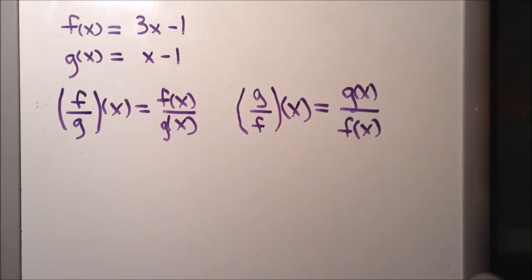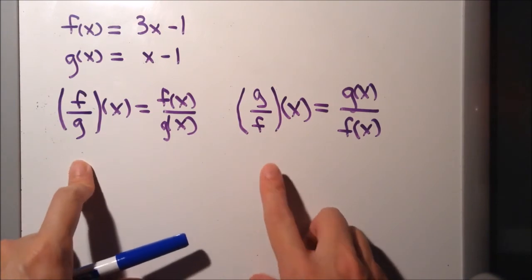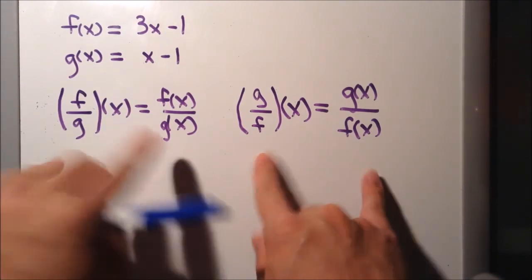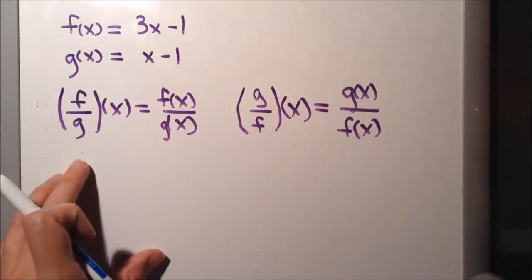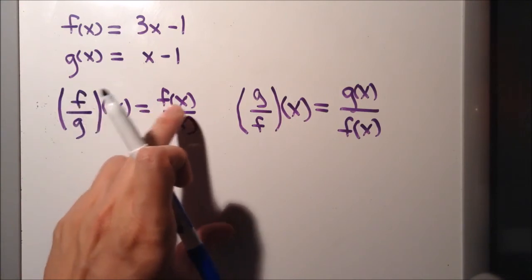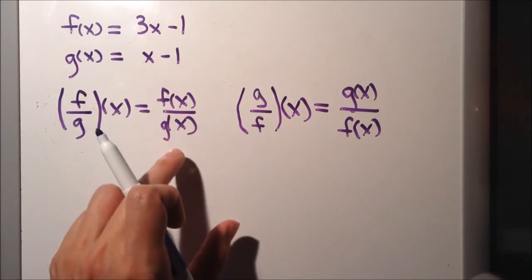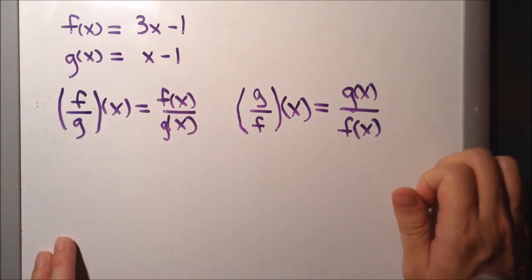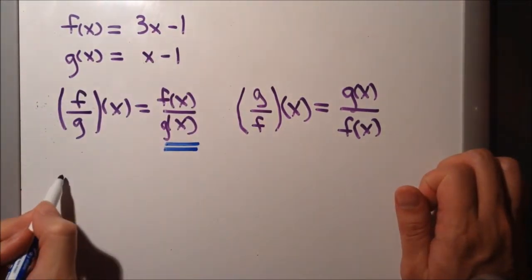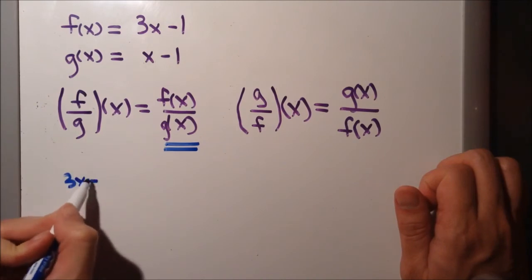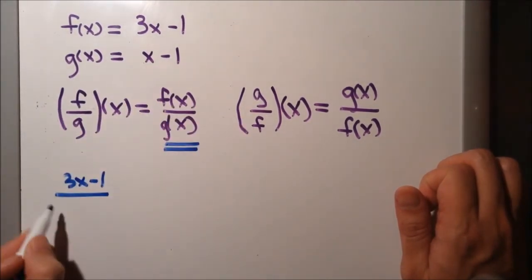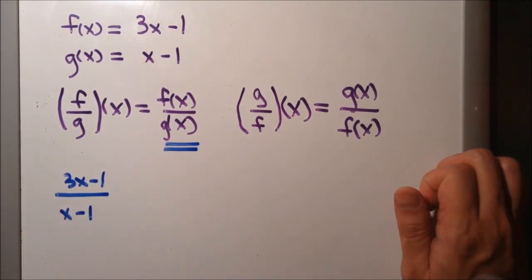Alright, so the fourth example is division. The reason I wrote both of them is because I want y'all to practice with the different orders. So in this one, f divided by g of x, it means f of x will be on the top and g of x will be on the bottom. So let's do that one first. So this form, 3x minus 1. Now this one you don't have to worry about parentheses. And then g of x on the bottom, so x minus 1.